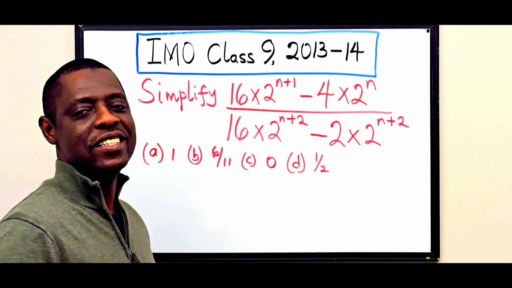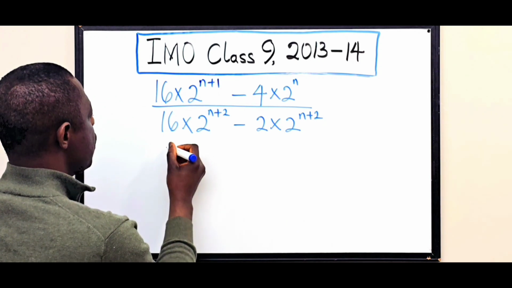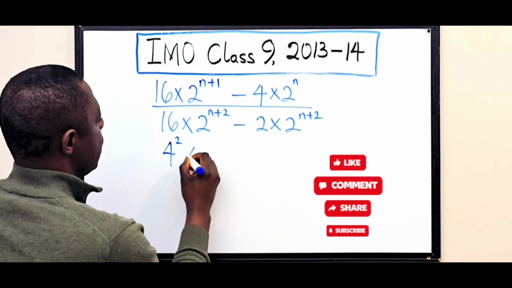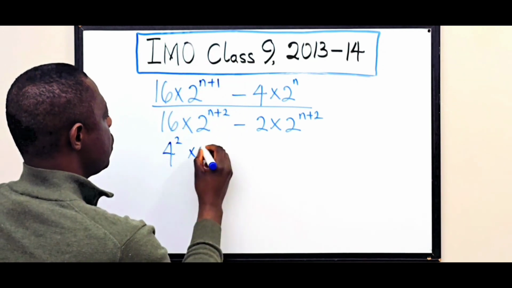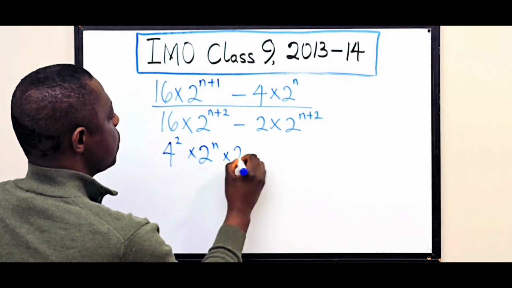Let's see how we can solve this. 16 can give us 4 raised to power 2. Then we're going to make sure that we expand this, or we break this down into 2 raised to power n times 2 raised to power 1.